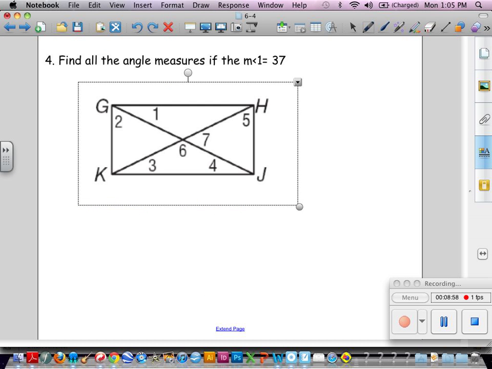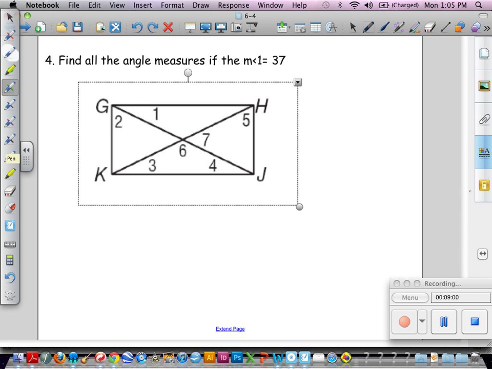All right, find all the measures if you're given angle 1 to be 37. Angle 2 should be easy to find because this is a 90-degree angle. I'm going to write 53 there. Lines are parallel. This is your transversal, so this is an alternate interior angle, 37, 37.